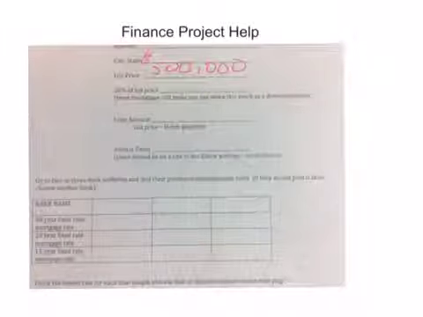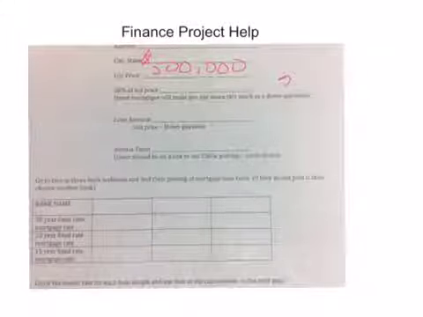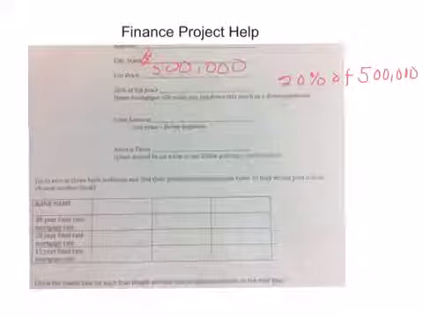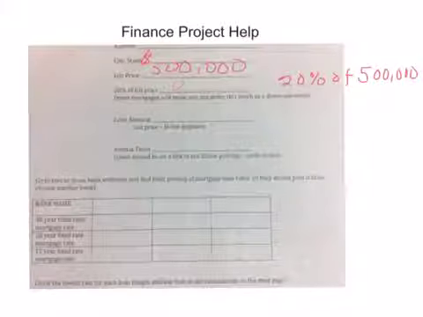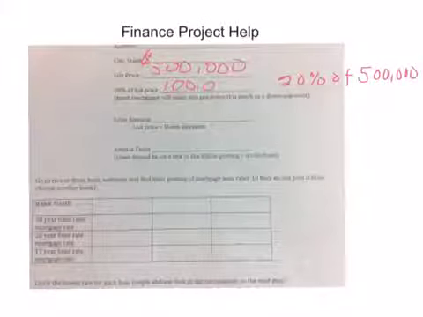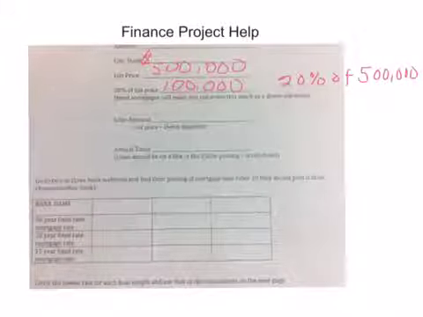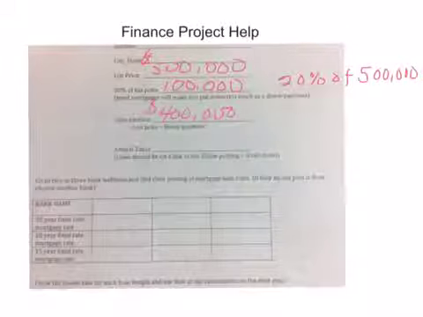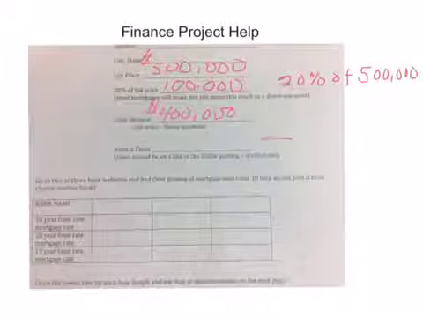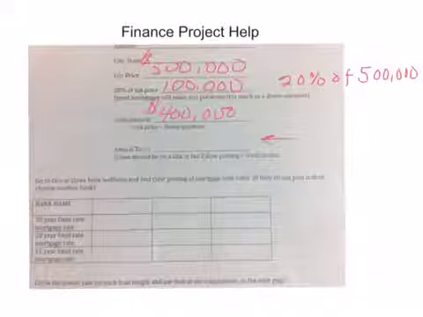And you're going to put 20% down. So you're going to do 20% of $500,000. And that would be $100,000, which leaves us with a loan amount of $400,000. And you can look up the annual taxes. You can find that on the website I provided.